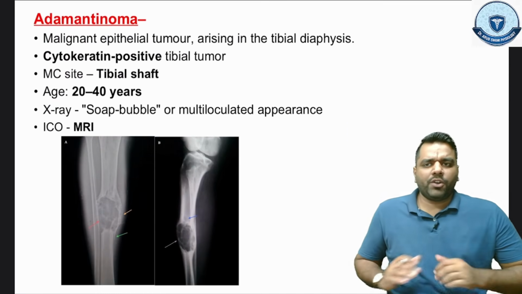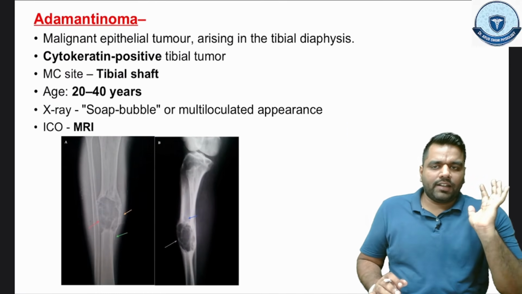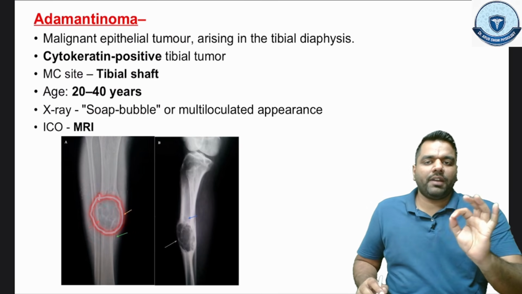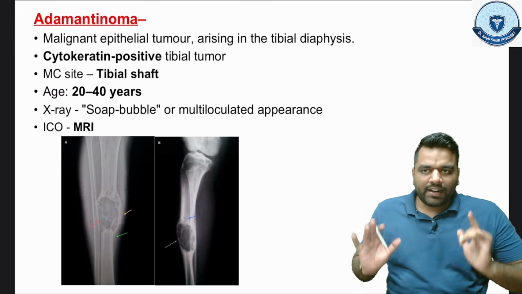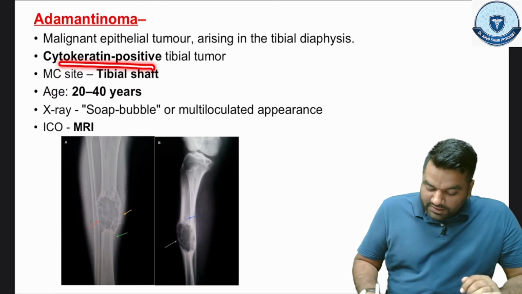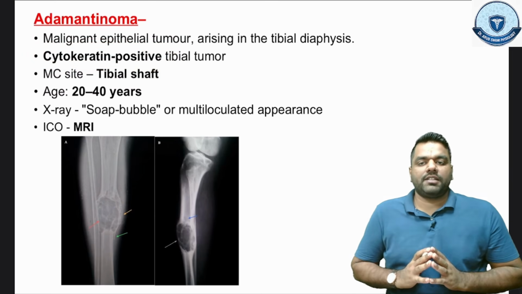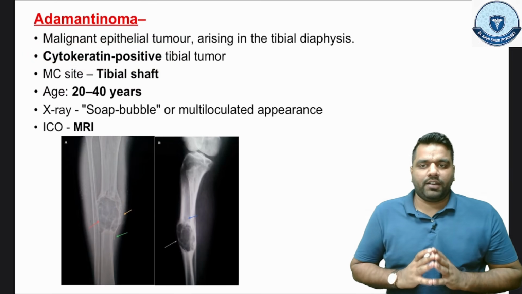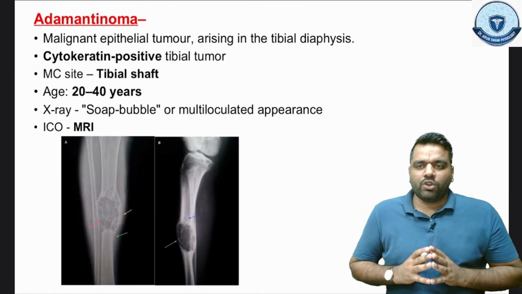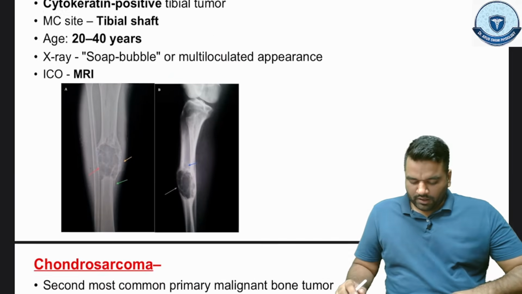Now the adamantinoma. For adamantinoma you have to remember, this can also show you the soap bubble appearance, but this is going to happen in the diaphyseal area. And also remember, there is a cytokeratin positive condition and it mainly happens in the tibia area, right? In the tibial region. And this is again in the young age group, 20 to 40 years, right?